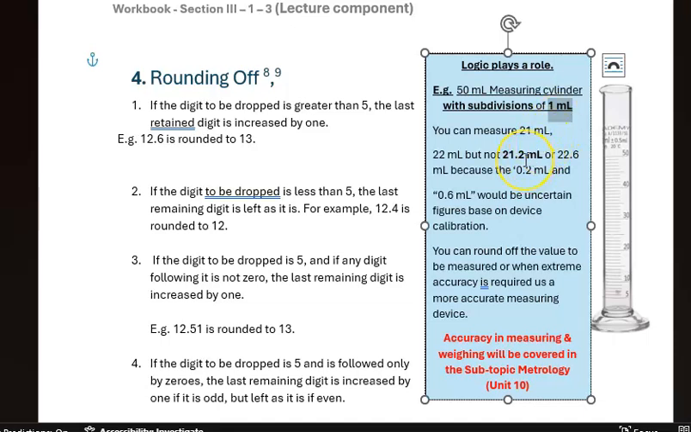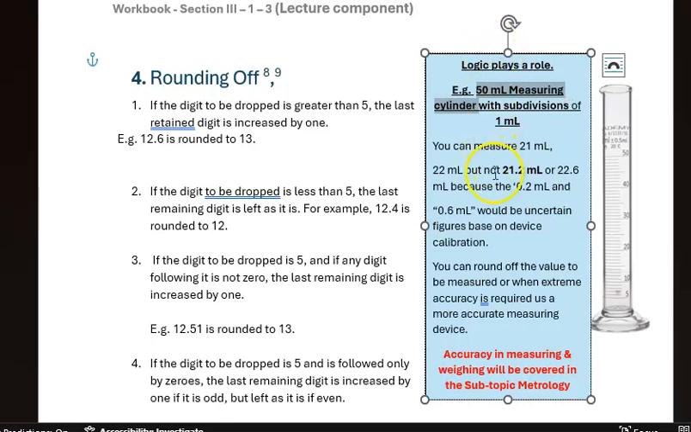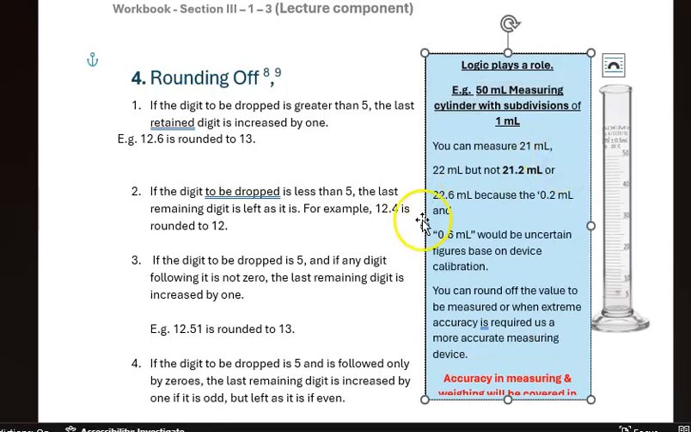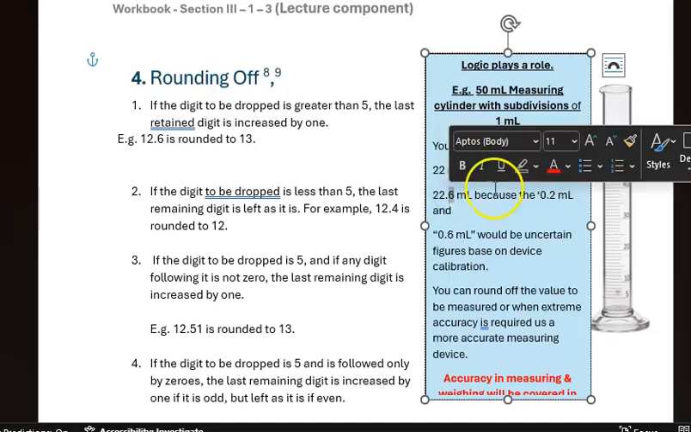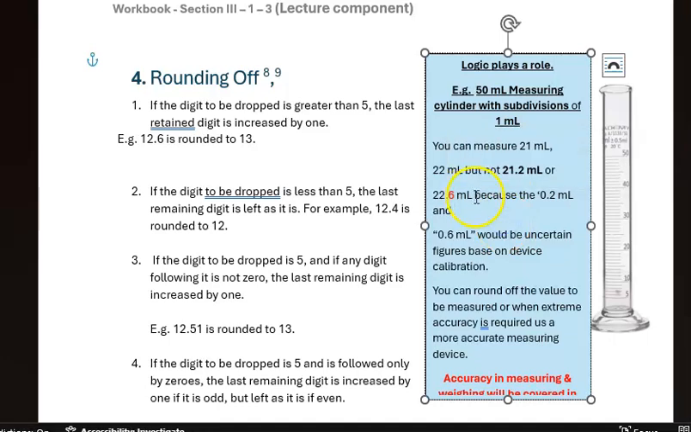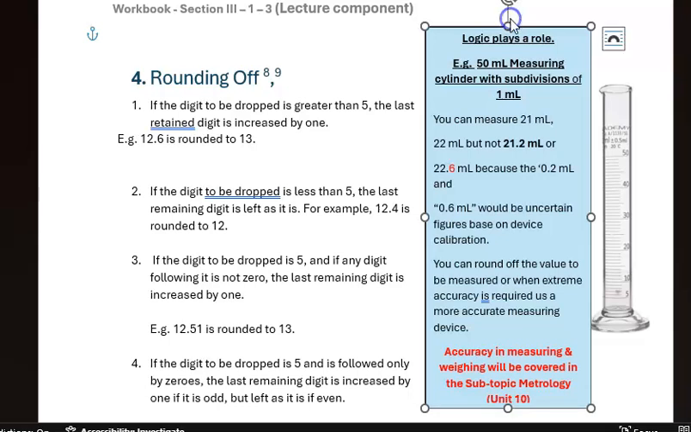So therefore, if you want to measure this volume with this 50 ml measuring cylinder, you would measure 21 ml and not 21.2 ml. If you needed 22.6 ml in the measuring cylinder, using the principle of rounding off, the 6 is greater than 5, so this would be equivalent to 23 ml. And so what you're saying is, I am willing to accept the error of my rounding off, and my error in my rounding off should be within the 5% limit that pharmacy practice allows.